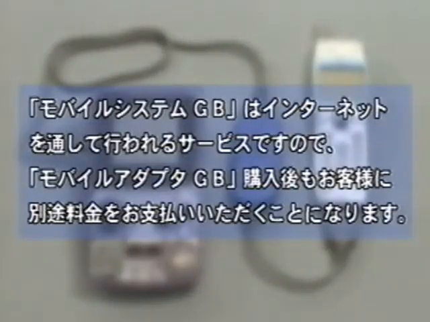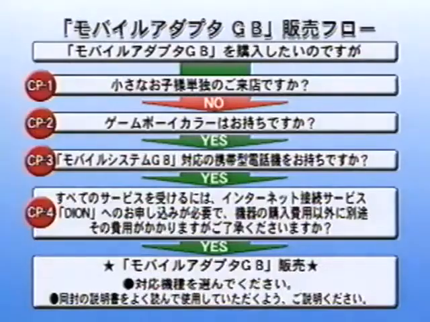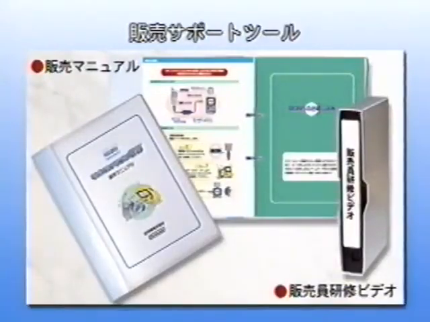Mobile System GB is a service provided through the internet, so even after purchasing Mobile Adapter GB, you will be required to pay for the bandwidth and charges according to your usage. In order to avoid troubles after the sale, please explain the details of the product to the customer according to the sales flow shown here and obtain their full understanding. You can also use this video together with the separate sales manual for more detailed information.